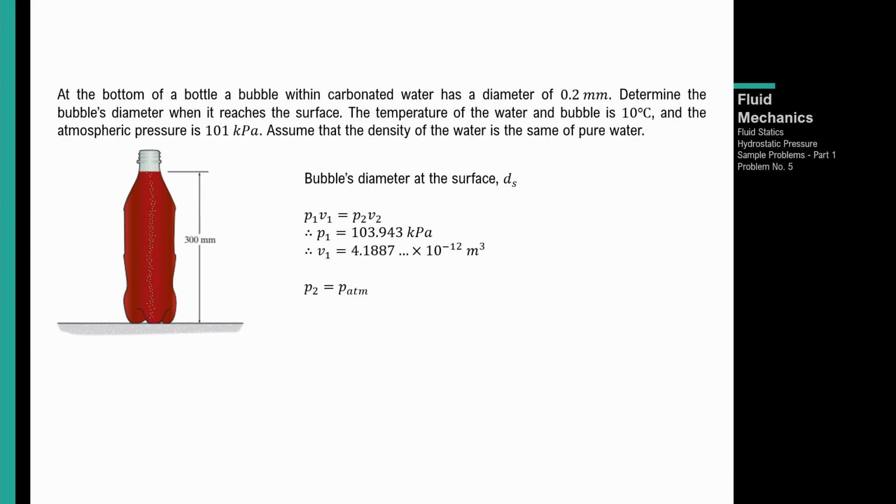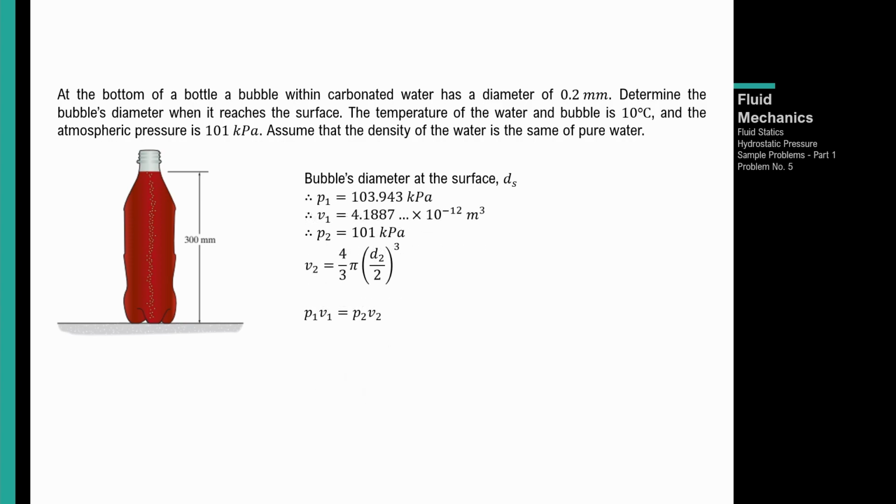So the final pressure is just the atmospheric pressure. Therefore, P sub 2 is equal to 101 kilopascals. And then the final volume is where the final answer will come from, since we need the bubble's diameter when it reaches the surface. So, V sub 2 is also 4/3 pi r cubed, and the radius is D over 2.